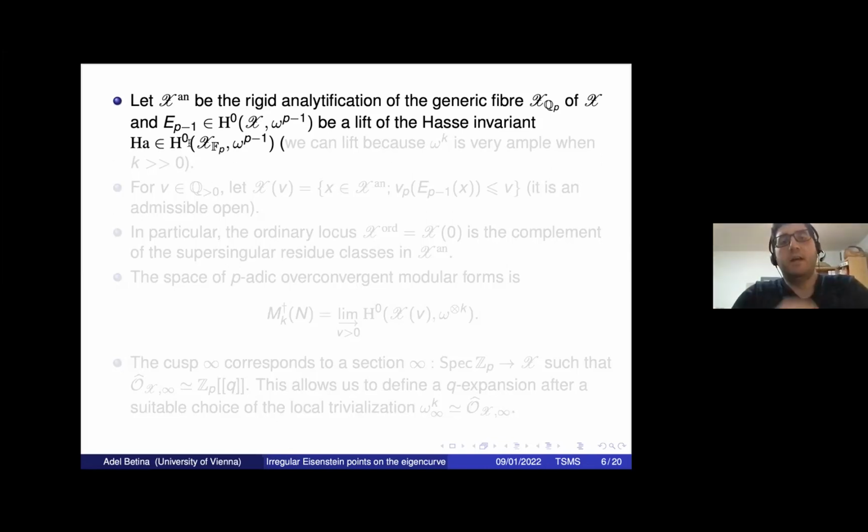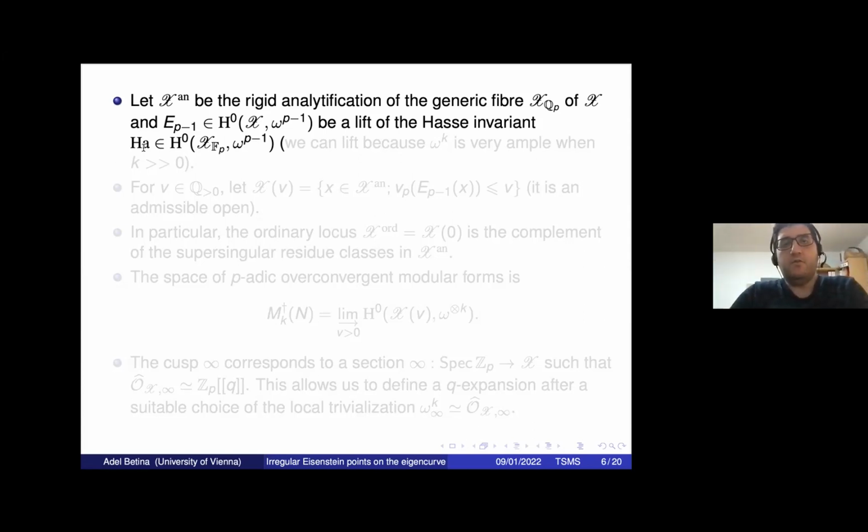This is the difference. And here you take E_{p-1}, a lift of the Hasse invariant. The Hasse invariant is a section in the special fiber such that it is equal to 1 at ordinary elliptic curves and 0 at supersingular points. So the support of the Hasse invariant in the special fiber is just the ordinary elliptic curves.